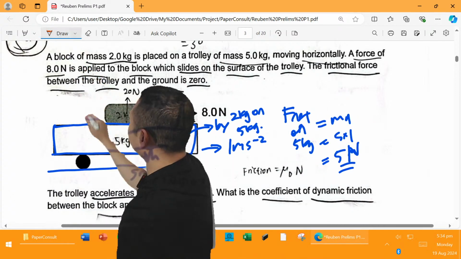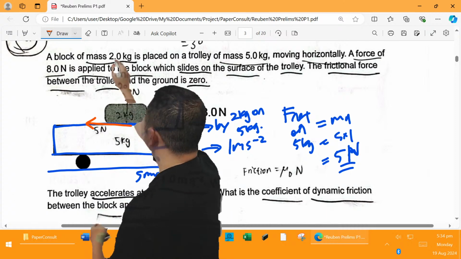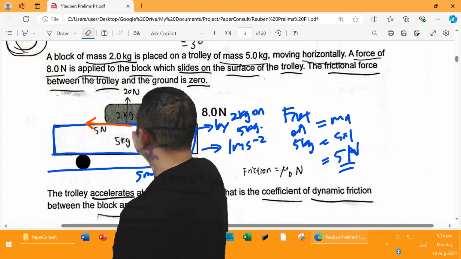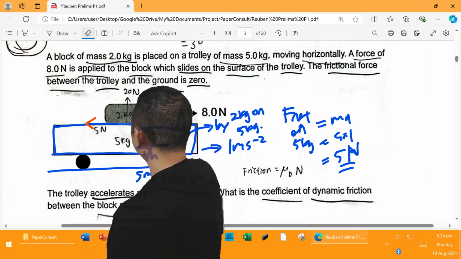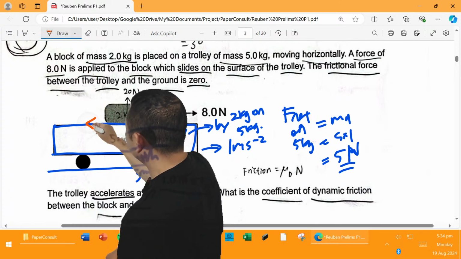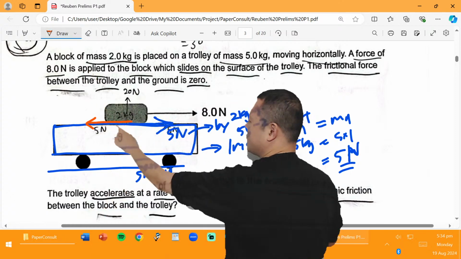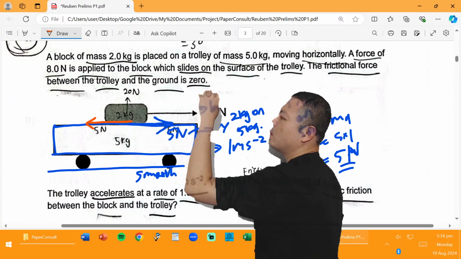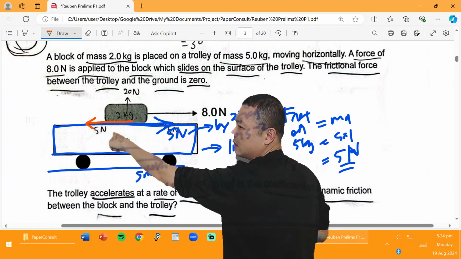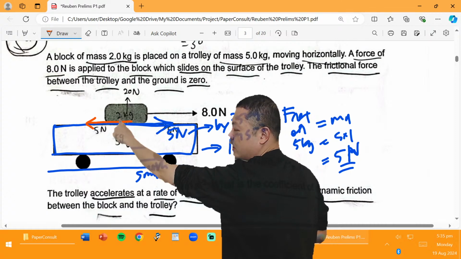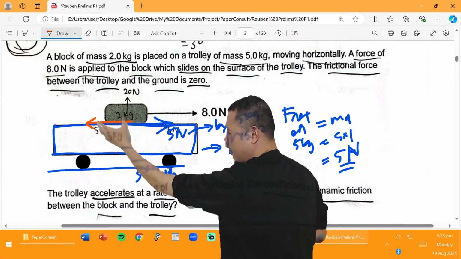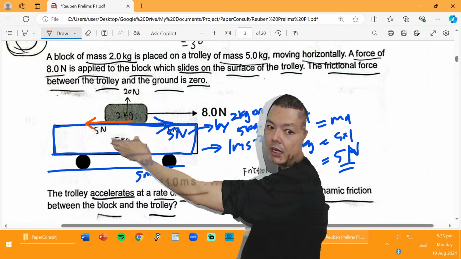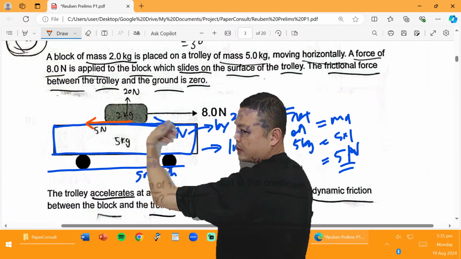So there is a 5 Newton force acting on the 2 kg mass, like this. There is a 5 Newton force acting on the 2 kg mass. But what is this on and what is this by? This one is on the 2 kg mass by the 5 kg trolley, right? Okay, by the 5 kg trolley. This is the action-reaction pair, right?